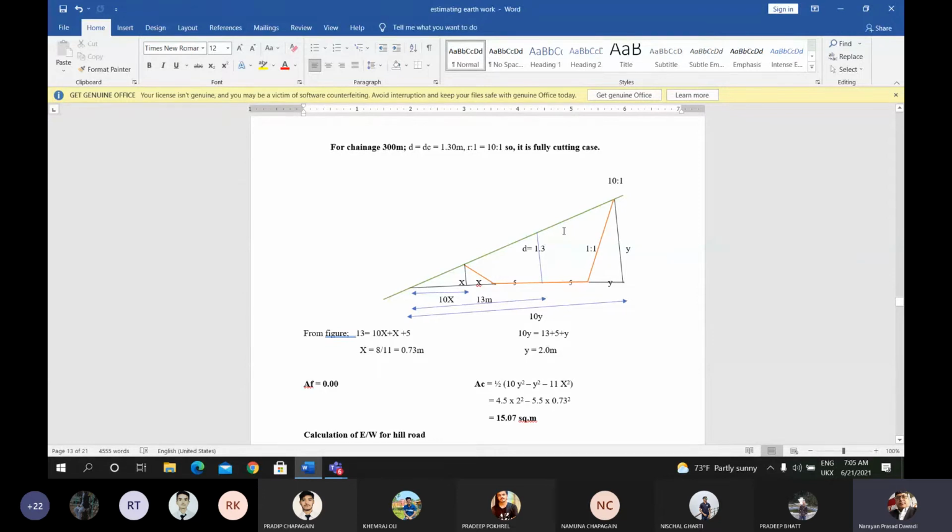D is equal to 1.3. R is equal to 10:1 provided for this section. Draw the vertical line Y. According to slope 1:1, this value is Y. According to slope 10:1, the value will be 10Y. Okay. For the X, this value is considered as X. This slope is 1:1. This will be X. For this X, on the left hand side, this will be 10X, because the slope is 10:1 and this slope is 1:1.